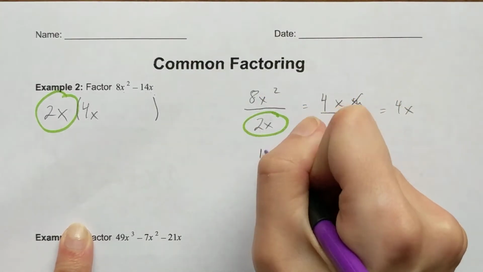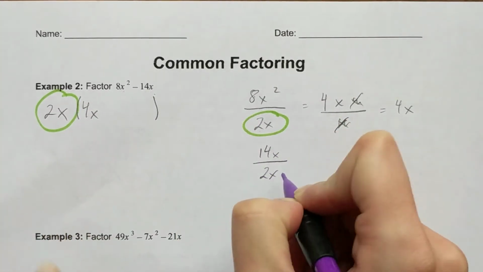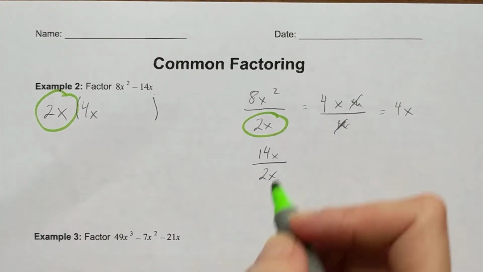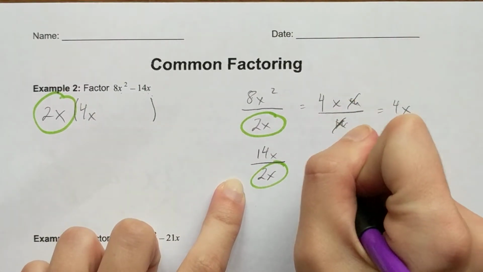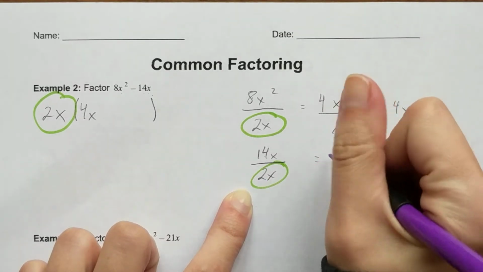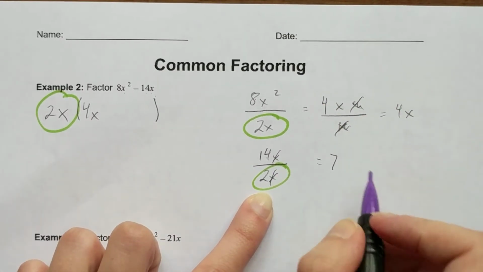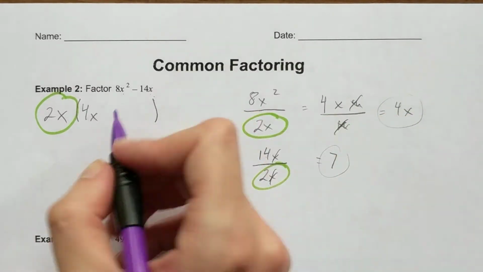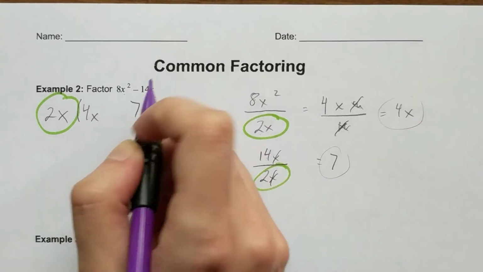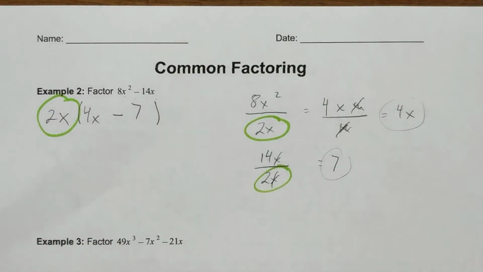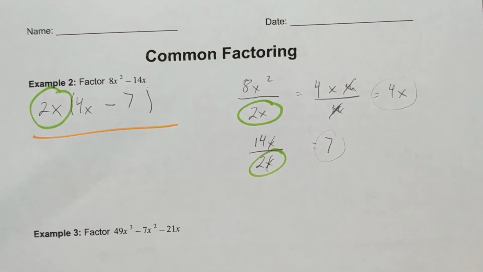Now let's do the same thing for 14x. I need to divide it by 2x. Remember, I'm dividing it by the number in front of my bracket. 14 divided by 2 is 7. X and x just cancel each other out, so 7 is my answer. I'm going to put a 7 here, and there was a minus sign in between, so I'm going to leave it as a minus, and there's your final answer.